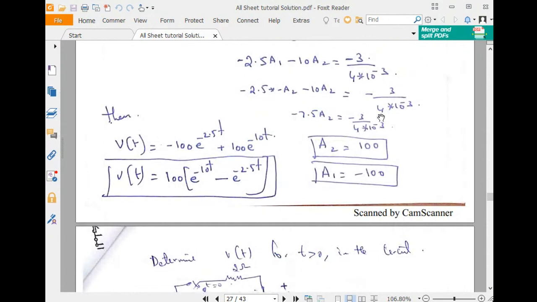After substitution, you will get the value of A2. Okay, substitute A1 equals minus A2. You will get the value of A2 here. Now A2 equals 100, A1 equals minus 100. Substitute in the standard formula, you will get the value of V of t. Is it okay? Understand?